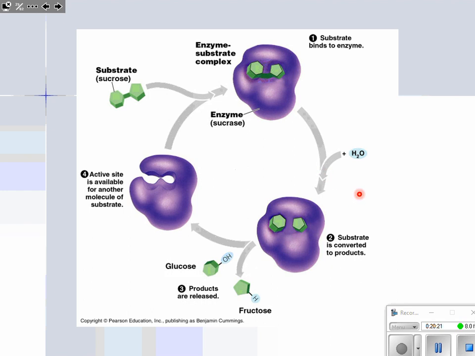You know, adding water to break a bond, you should know that that's hydrolysis. This is the hydrolysis of sucrose. And the products which are going to be released are individual monosaccharides, in this case glucose and fructose, which are both monosaccharides. But as soon as those products are released, the active site is empty all over again. It's ready to pick up another sucrose, and the process repeats. And the same enzyme can be used over and over and over again.